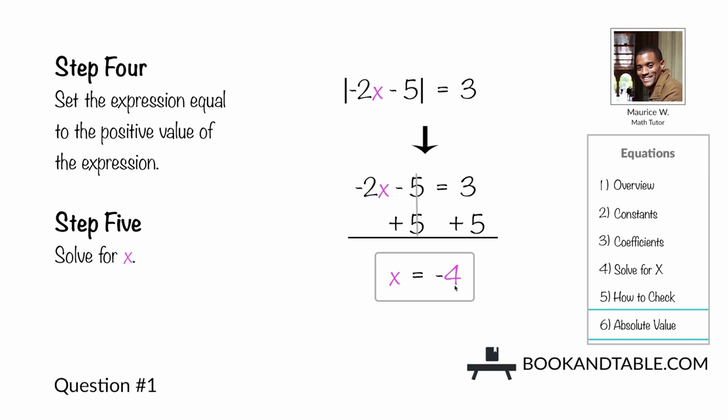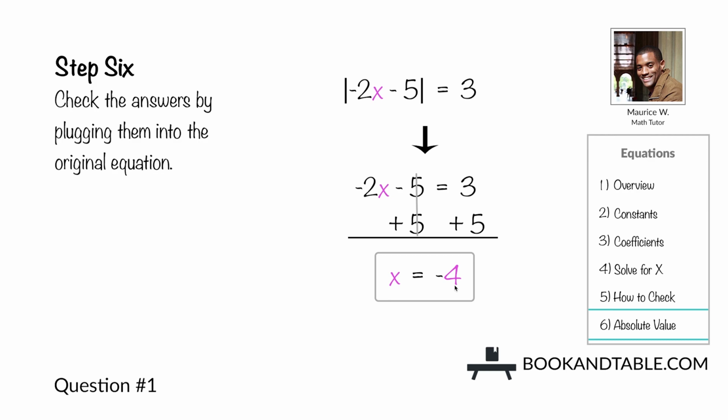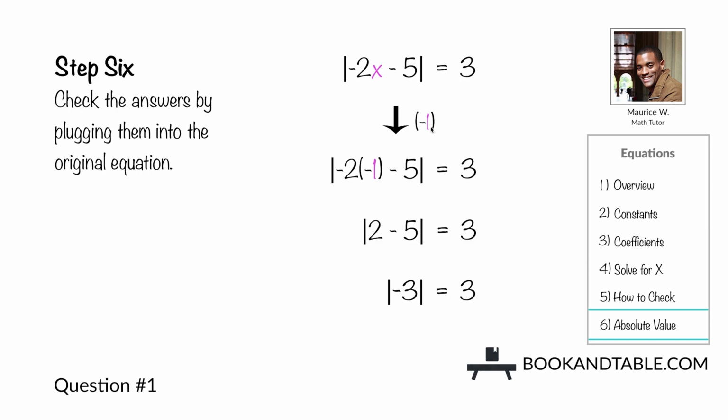Alright, so now we found our two potential answers. The last step is going to be to check the answers by plugging them into the original equation, which is the absolute value of negative 2x minus 5 is equal to 3. When we plug negative 1 in for x, we get negative 2 times negative 1, which is positive 2, minus 5. 2 minus 5 is negative 3. And the absolute value of negative 3 is positive 3. So this confirms that the value on the left equals the value on the right, and thus x is equal to negative 1.